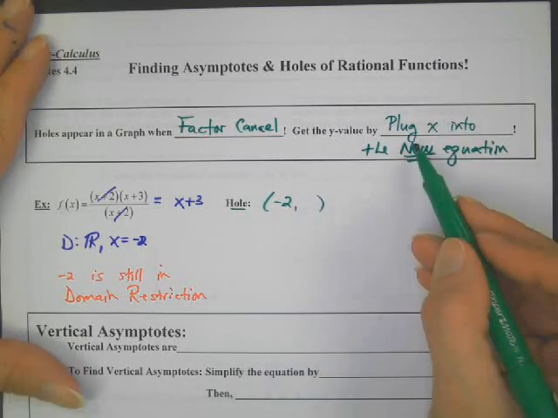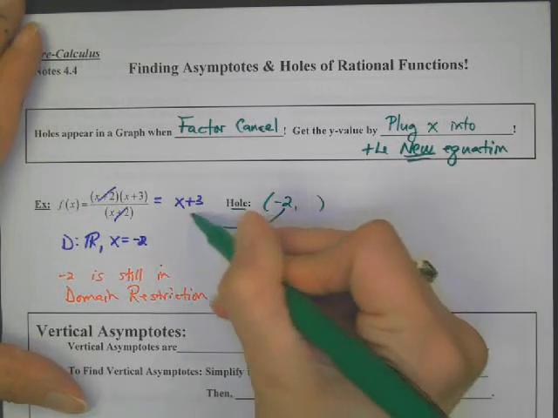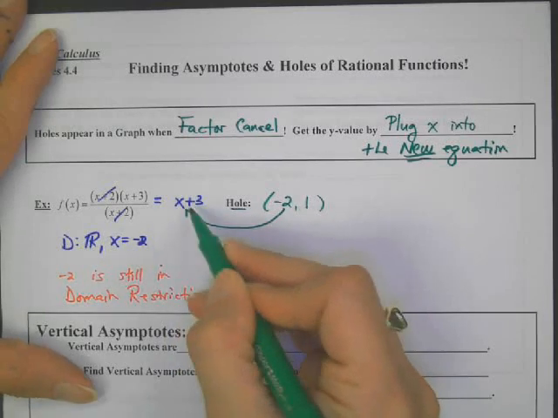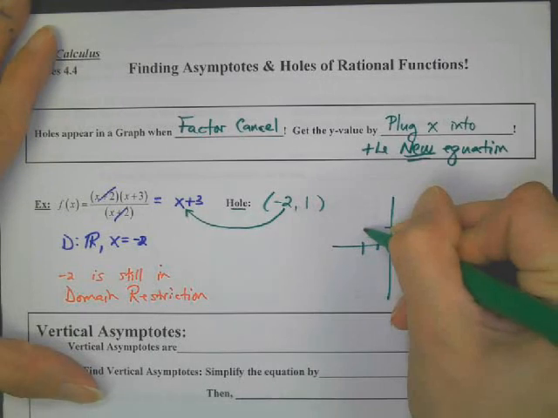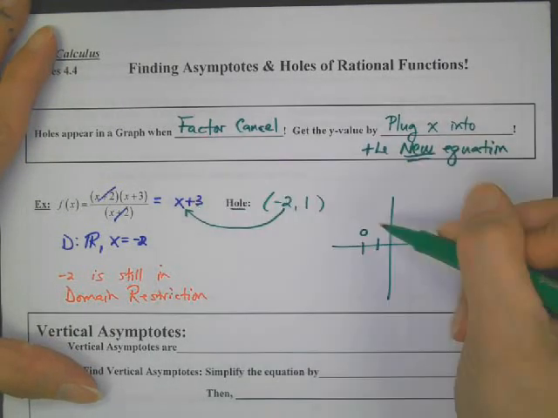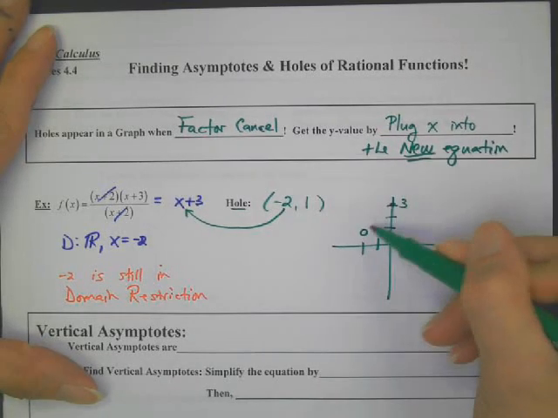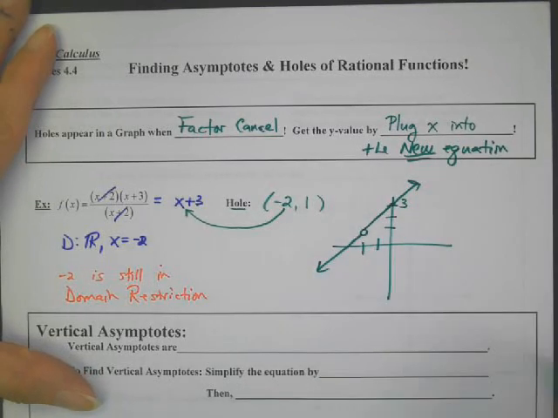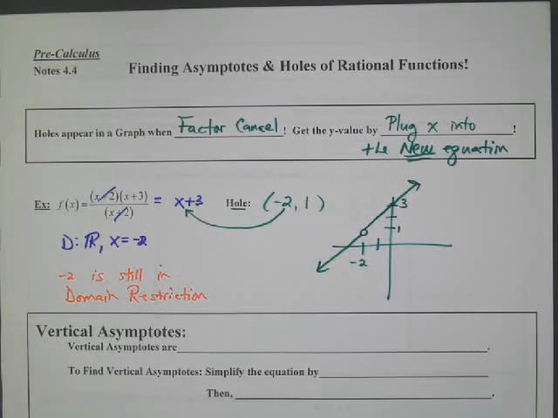Now, how do you find the y value? By plugging x into the new equation. So -2 is going to go into the new simplified version, and that's going to give us 1. So this graph looks just like a line, except right there at -2 comma 1, there's going to be a hole. This is a line with a y-intercept up at 3. It's going to be an uphill line with a slope of 1. So we have a line going uphill, and right there at -2 comma 1, there is a hole in the graph. That is when factors cancel.